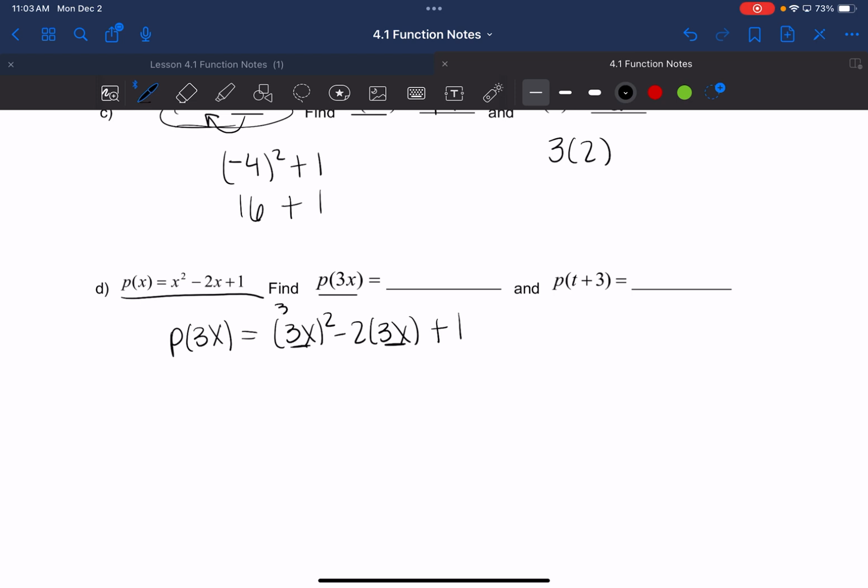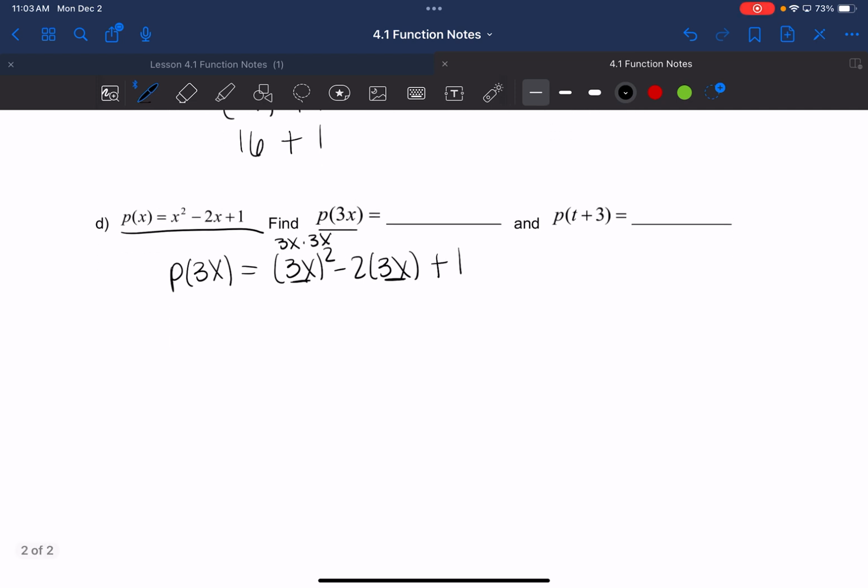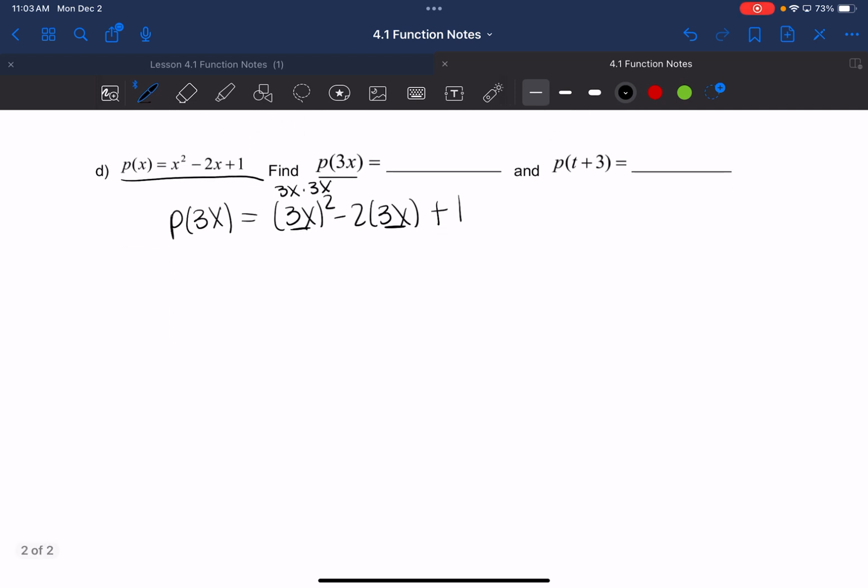Okay, so this literally means 3x times 3x, right? Which is, what is it? 9x squared. Okay. All right, so I've taken care of the exponent. What do I do after exponents? Multiply. So what is -2 times 3x? -6x. And we got plus 1.